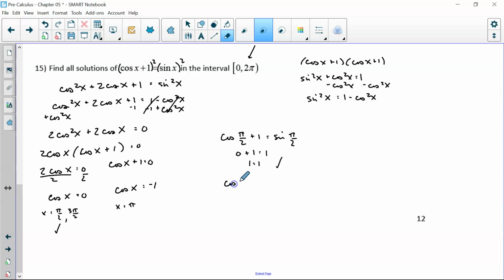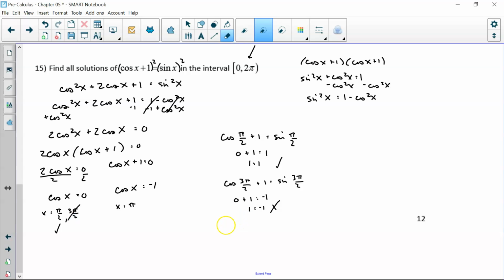The cosine of 3 pi over 2 plus 1 equals the sine of 3 pi over 2 now. Now the cosine of 3 pi over 2 is 0, plus 1 equals, now the sine of 3 pi over 2 is negative 1. We get 1 equals negative 1. That is not true. That is not valid. So the 3 pi over 2 is extraneous.